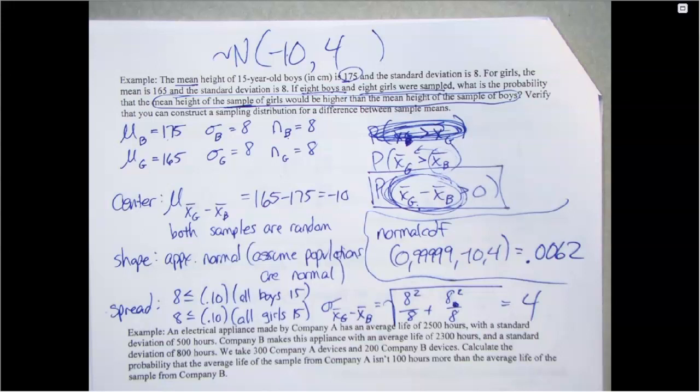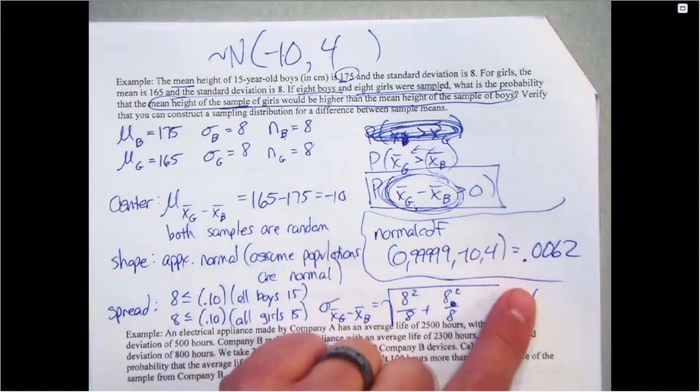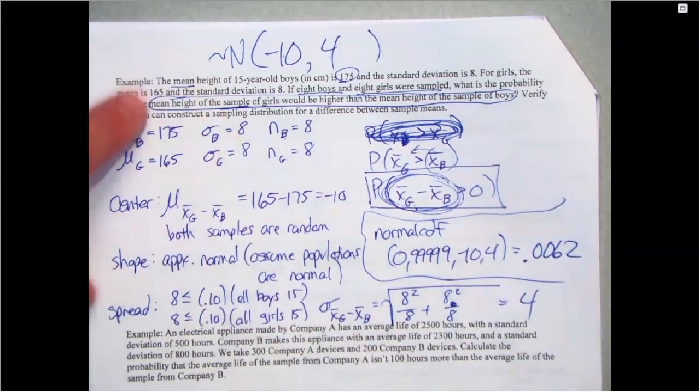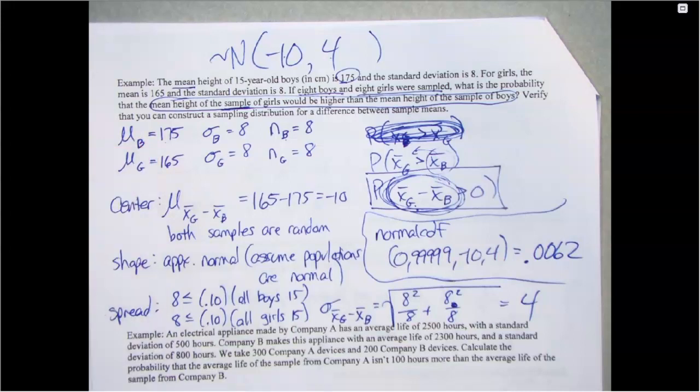Get the same? So this is the probability that if I took samples, the average of the girls would be taller than the average of the boys. Makes sense. It should be really small because boys are on average taller. Is that a lot or was that not bad?